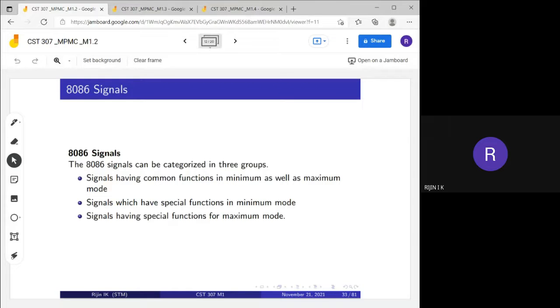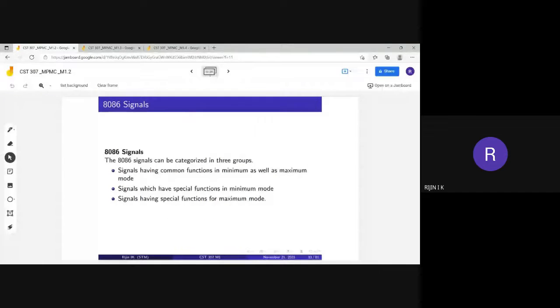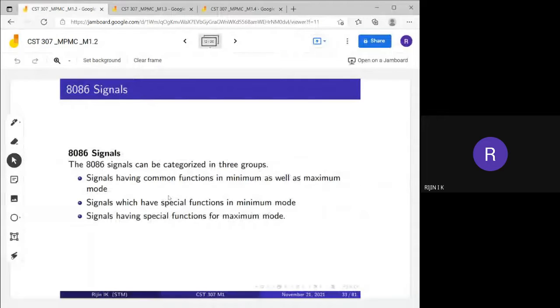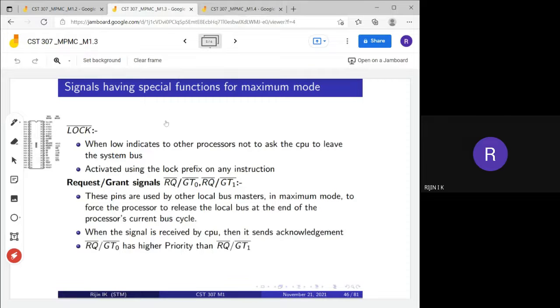So last class we were discussing the signals in 8086. In that we have completed the signals which have a common function in minimum as well as maximum mode, and the signals which have a special function in minimum mode. Next, we can discuss the signals having special function for maximum mode.